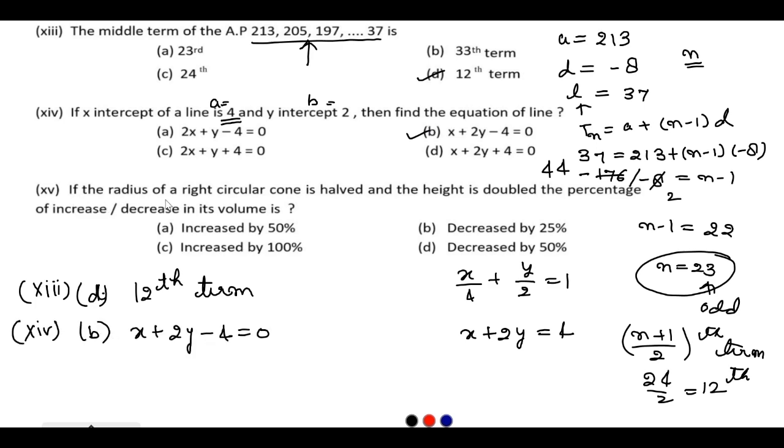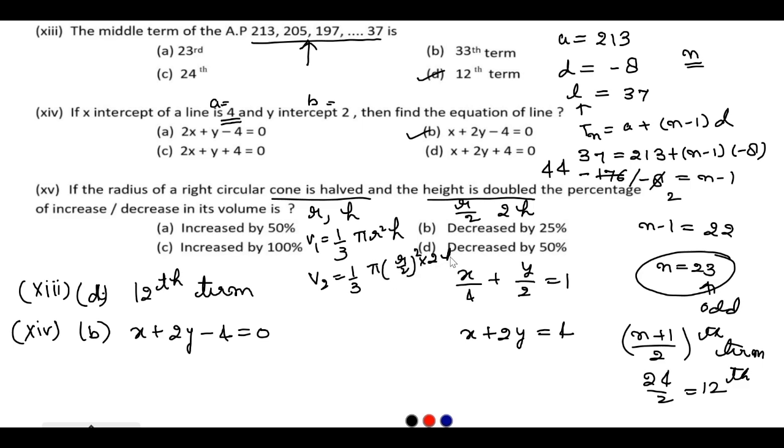15th part. If the radius of a right circular cone is halved and the height is doubled, find the percentage increase or decrease in its volume. Suppose its original radius is r and height is h. Then the volume of this cone is 1 upon 3 pi r square h. Then the radius is halved. It means the new radius is r by 2, the height is doubled, the new height is 2h. Now the volume will be 1 upon 3 pi r by 2 square into 2h.